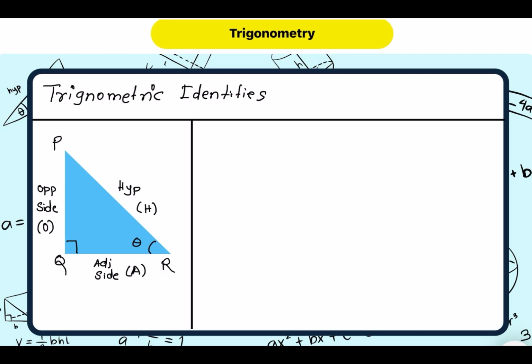Here on screen you see a triangle PQR in which angle Q is 90 degrees and angle R is theta. Side PQ is the opposite side, which we are going to call O. Side QR is the adjacent side, which we are going to call A. And side PR is the hypotenuse, which we are going to call H.